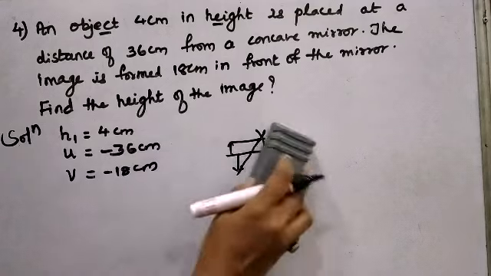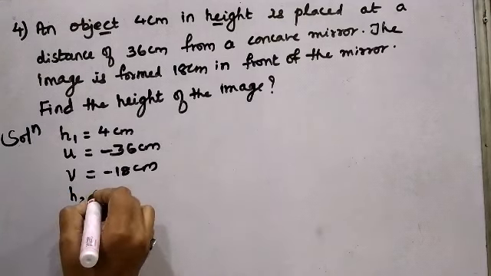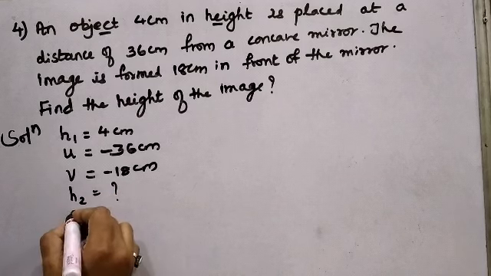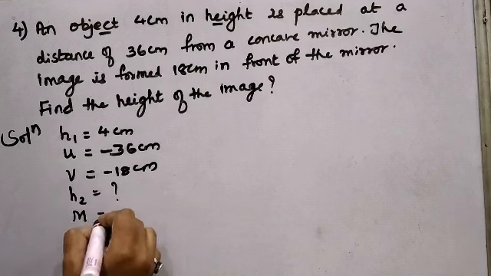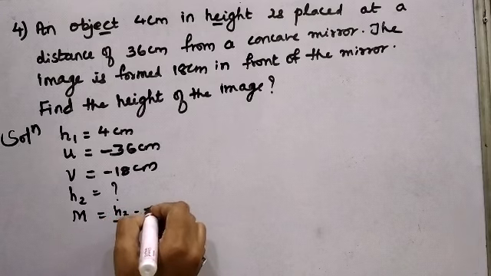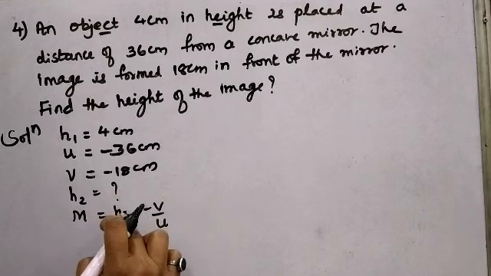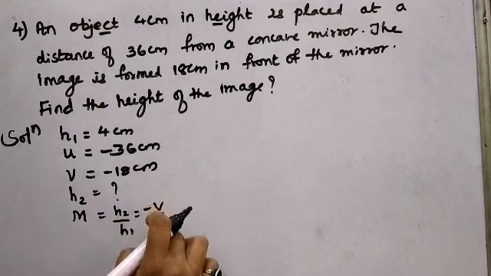We have to find out the height of the image. Height of the image is denoted by h2. So h2 is equal to question mark. We will use the formula of magnification. Magnification is equal to h2 upon h1, is equal to minus v upon u. So we will take up this particular part of the formula. h2 upon h1 is equal to minus v upon u.